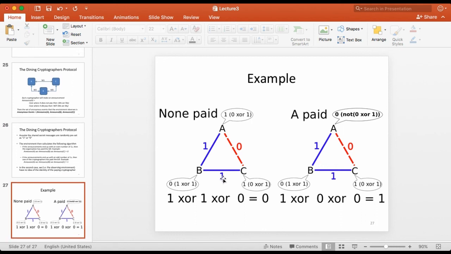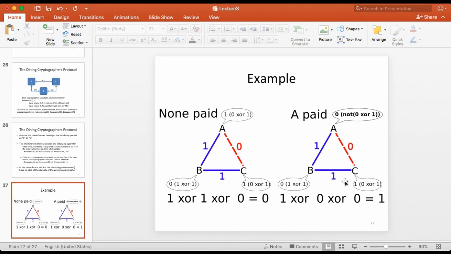And you can try for yourself various combinations of these secret messages, just to have different variations on this example, so that you convince yourself that you understand how it works. But always remember that it's only one cryptographer who pays for the meal.